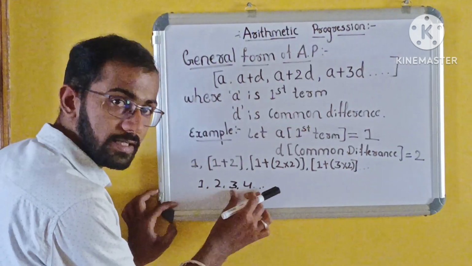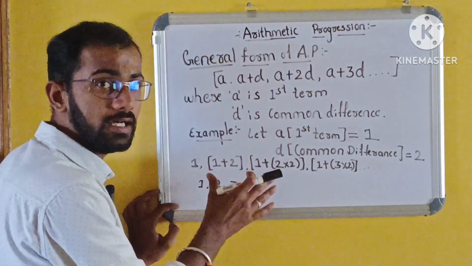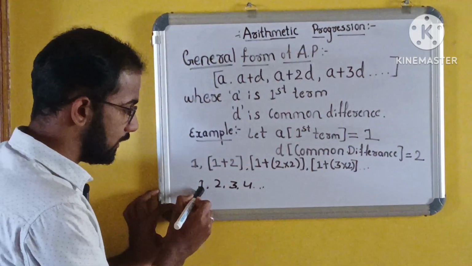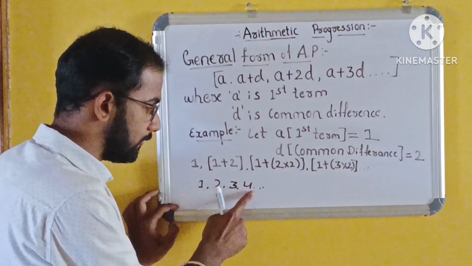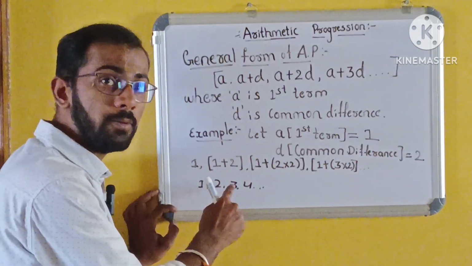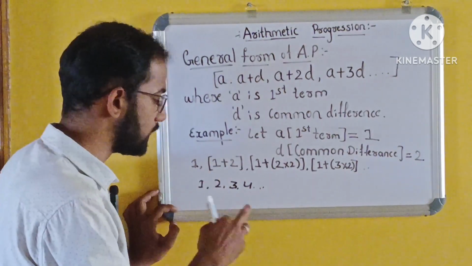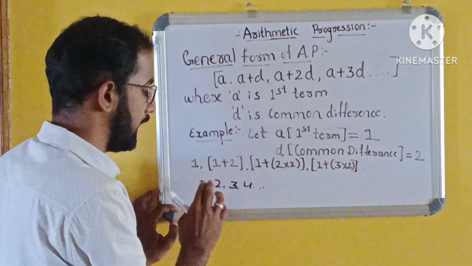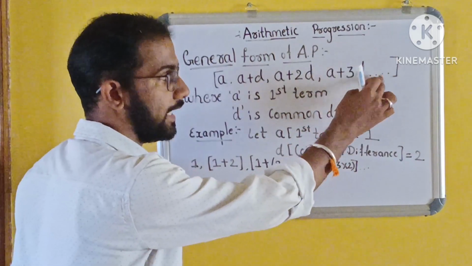The common difference, the difference between two consecutive numbers, should be the same, and only then is a sequence said to be an arithmetic progression. If we see here, the difference between these two numbers is 1: 3 minus 2 is 1, 4 minus 3 is 1. Then every term is obtained by adding 1 to the previous term. Hence 1 is the common difference. It is denoted by d. And similarly, we can obtain the third term, fourth term, and so on.